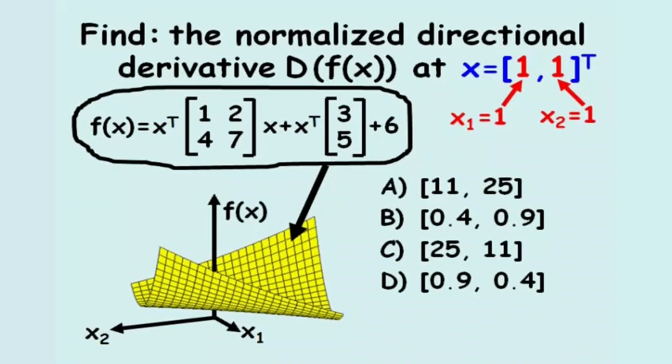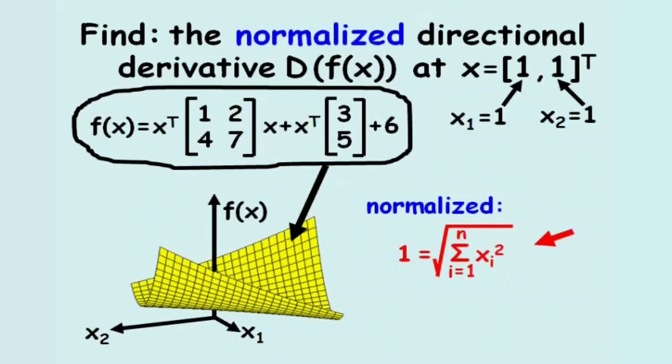The directional derivative, df of x, is the maximum grade of the function f of x, which we'll evaluate at point x, where x1 equals 1 and x2 equals 1. The term normalized means the root sum squared of all terms in the vector x equals 1.